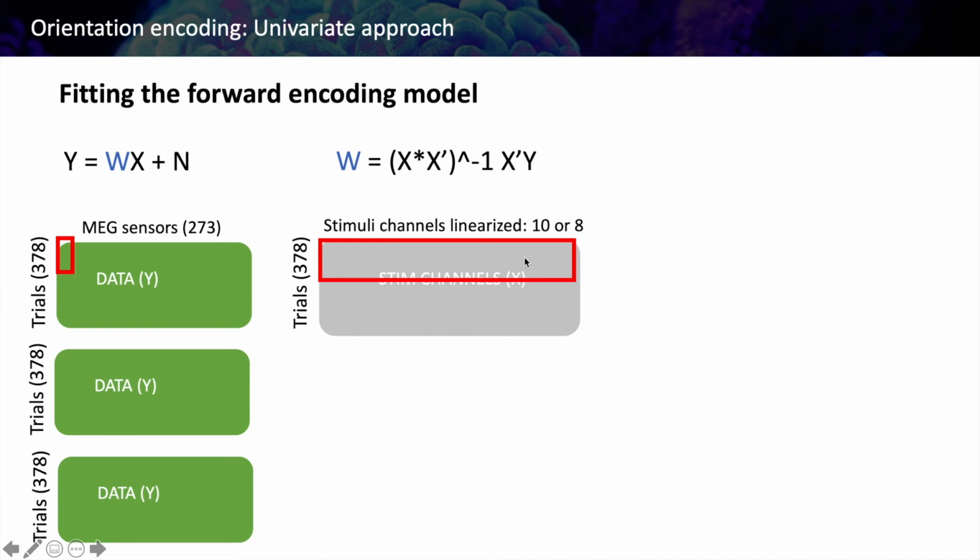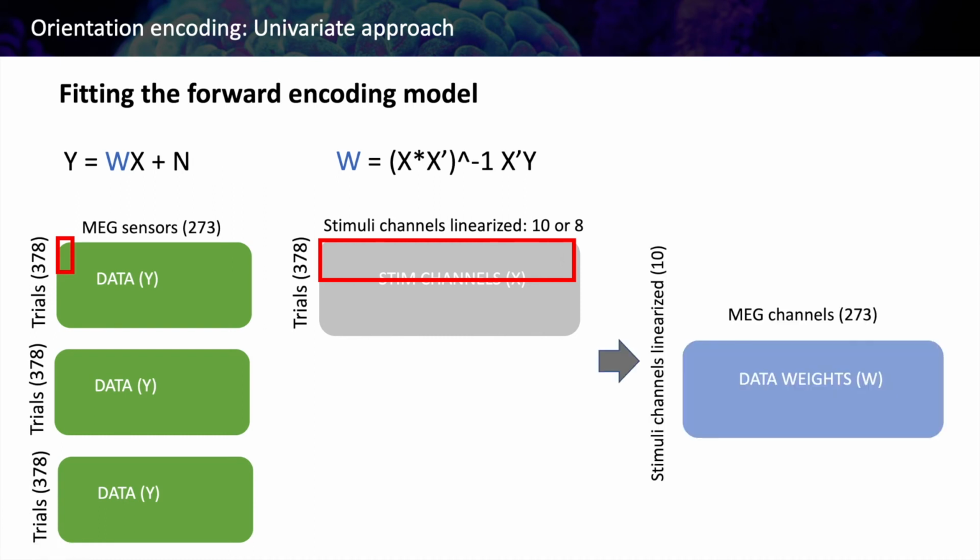So this is the same as when we fit a GLM in fMRI, where you have one voxel and you have your regressors for each stimulus in all your trials, and then you try to predict the activity of that voxel as a function of all these regressors. And then you can do this for all the sensors one by one, and then you can get some data weights. So you will do something like this, and this is what you will get in the end.